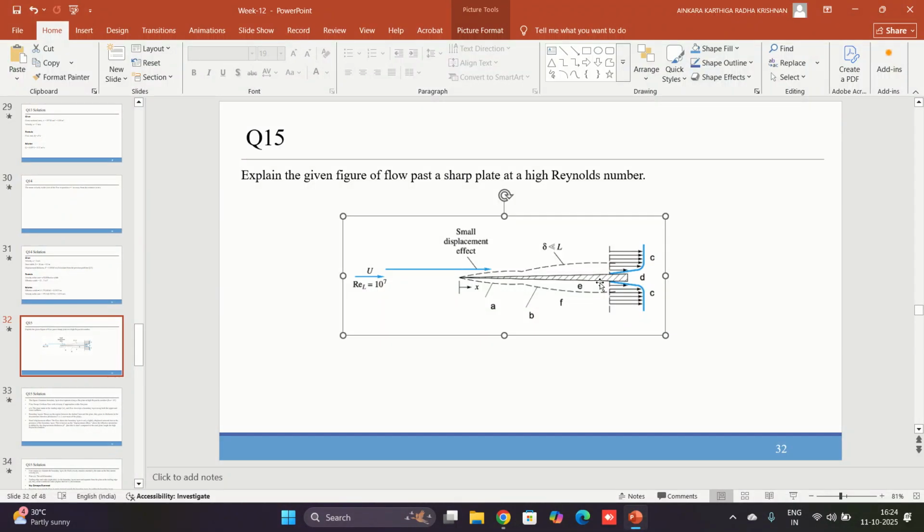Okay, so here actually we can see the transition from the laminar boundary layer to the turbulent boundary layer. The transition is also visible. And what else is there?